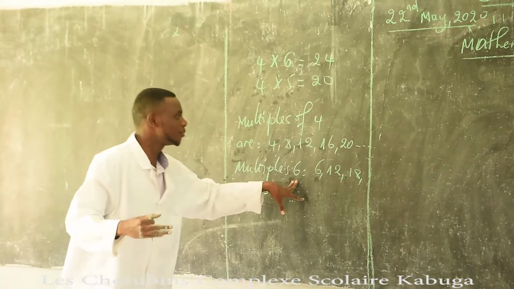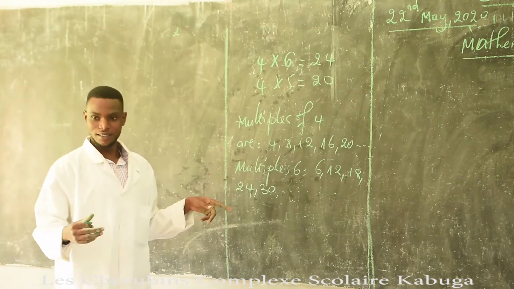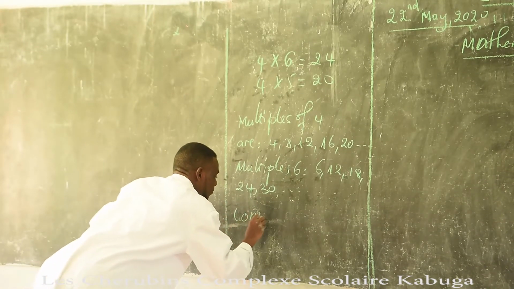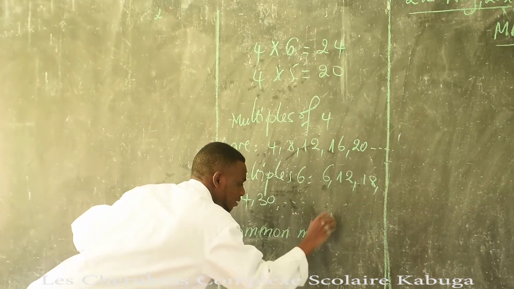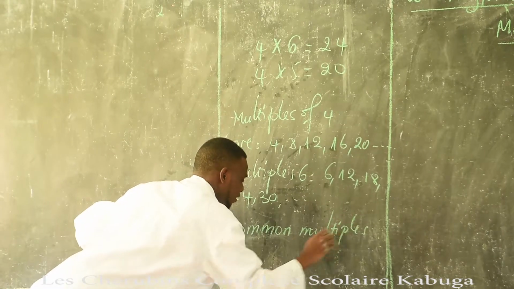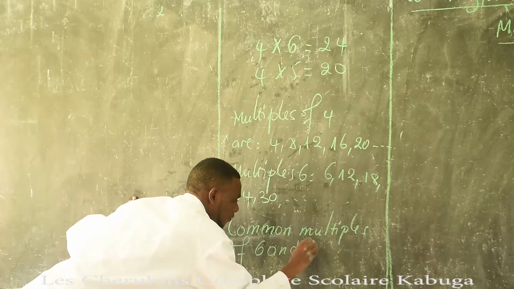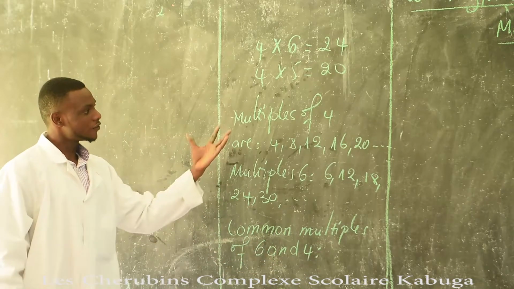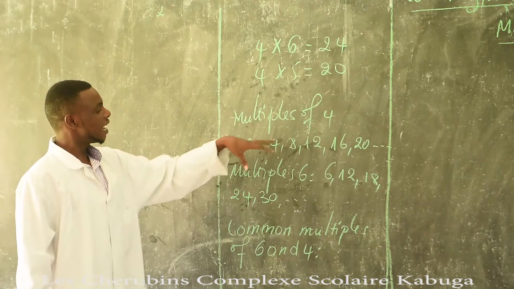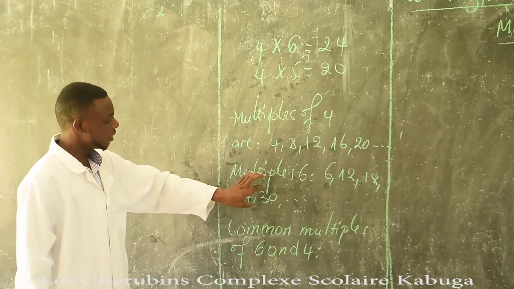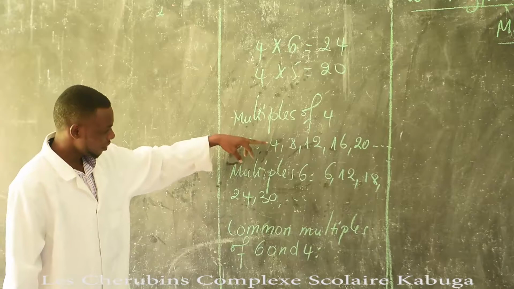What are the common multiples of 4 and 6? What are the common multiples of 6 and 4? To mean the multiples which are in the multiples of 4 and also are in the multiples of 6. What are they? Let's try to see.